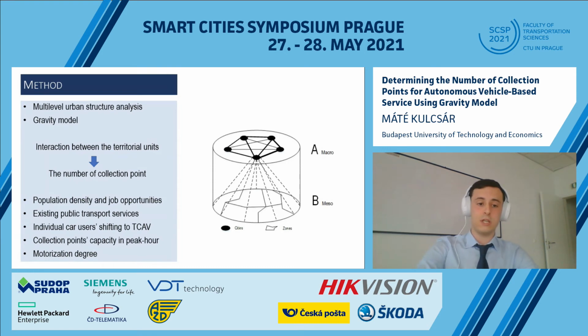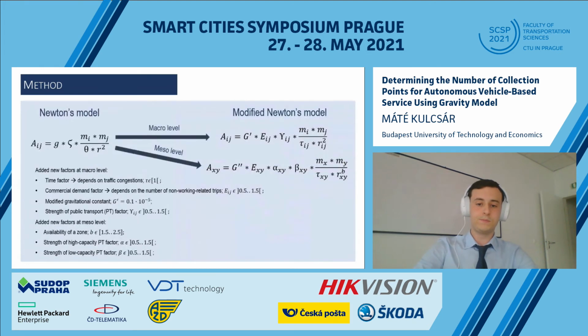Furthermore, the peak hour capacity of the collection points and the degree of motorization of the area were also taken into account. The basic gravity model is shown on the slide. The original gravity model includes a gravitational constant and the gravitational factor, which can be directly or inversely proportional to the intensity value. At the macro level, we introduce new factors such as the time factor, commercial demand factor, or the strength of public transport factor.